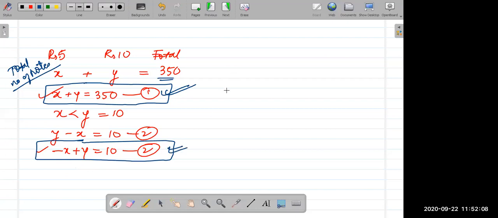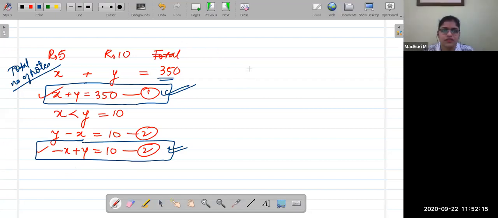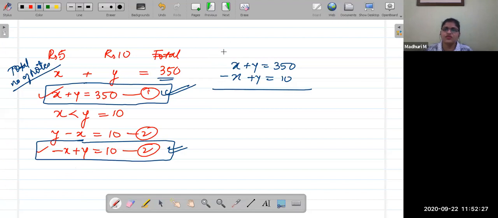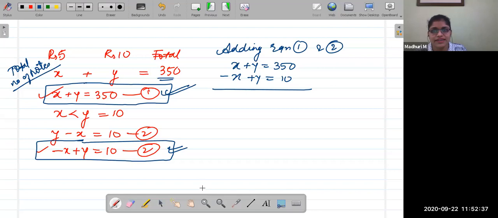And now let us quickly solve these two equations. So that is X plus Y equals 350, and the second one is minus X plus Y equals 10. Clearly the X terms are the same with opposite signs, so we will be adding the two equations. Adding equation 1 and equation 2, you would get the correct answers without any decimals. So go ahead and give it a try, students.